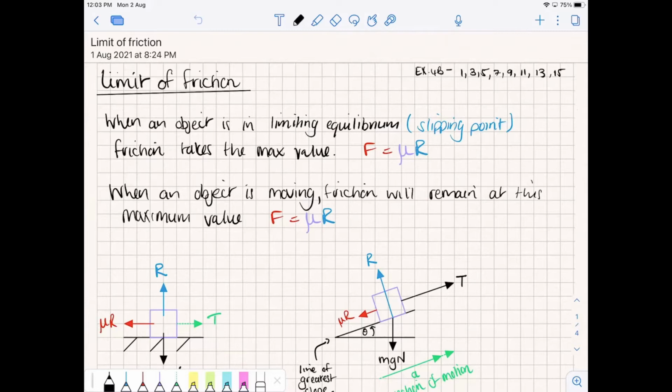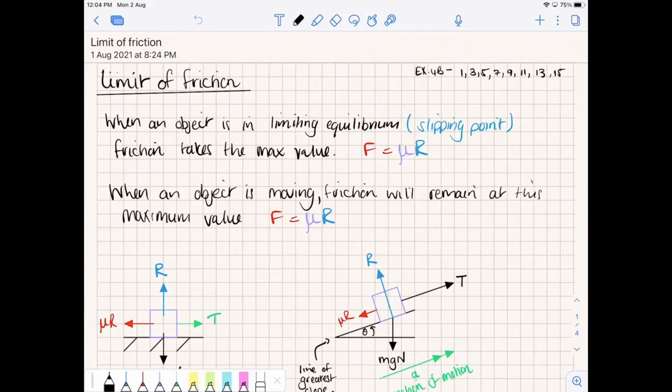Just remembering that friction is something that is a change in force, right? Friction can increase as we apply a force on an object, right? Up until it gets to the point where we say it's in limiting equilibrium, right? Or another word they like to use is the slipping point. That's the point just before the object is going to move, right? And at this point, we learned that friction takes its maximum value, right?